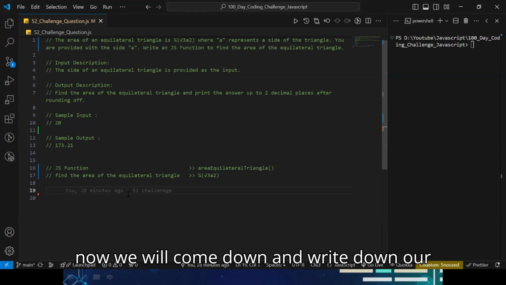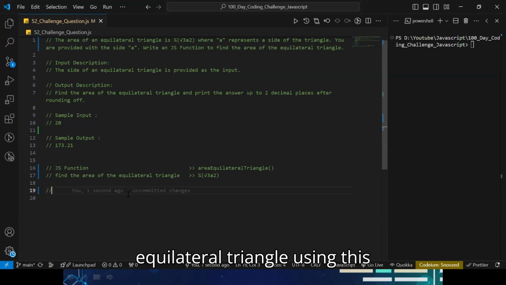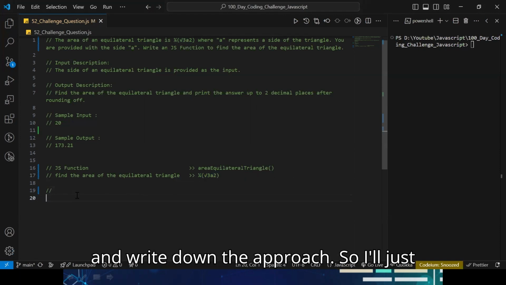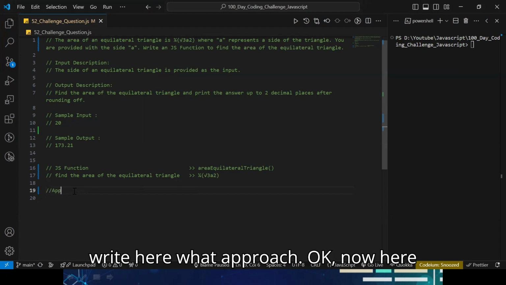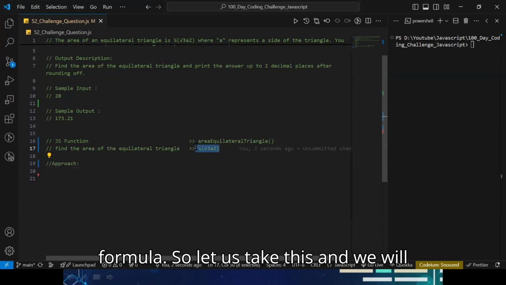Now we will come down and write our approach to find the area of equilateral triangle using this particular formula. So let us write down the approach. I'll just write here Approach, okay? Now here, we know we have been given a formula. So let us take this and put it over here.